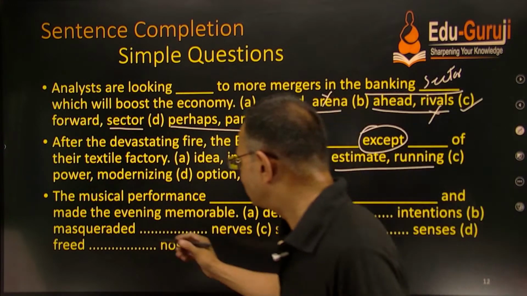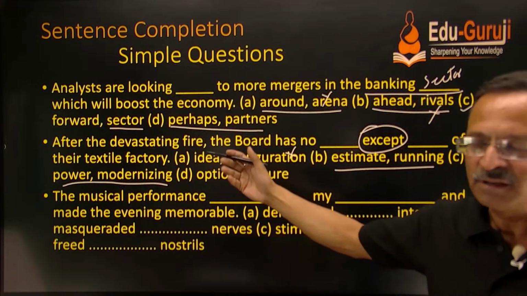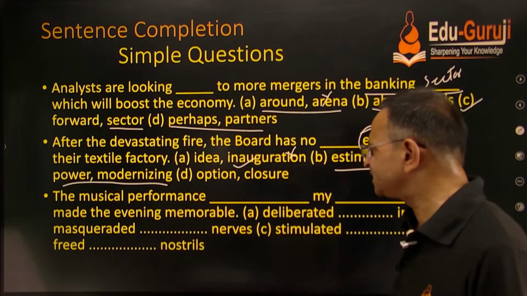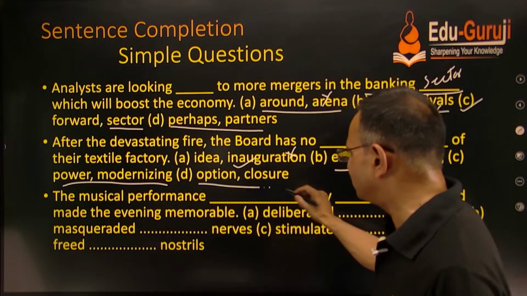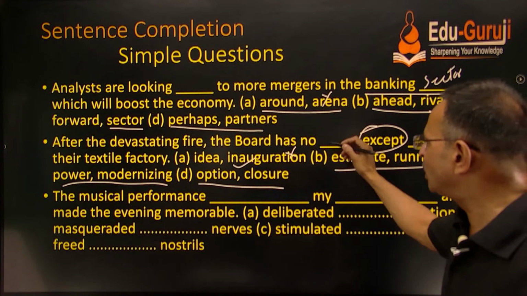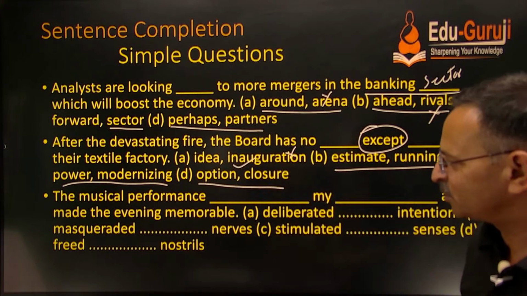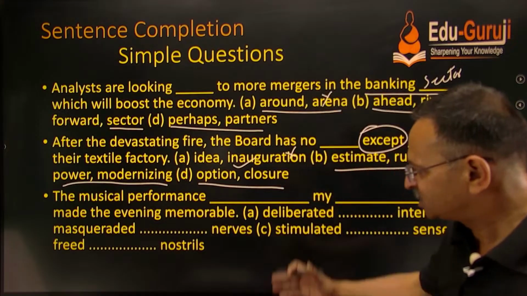Then you have a power and modernizing. Definitely it doesn't go with the sense of the sentence. And then lastly would be the best one. After the devastating fire, the management has no option except closure of the power or closure of the textile factory. So I hope this goes well.